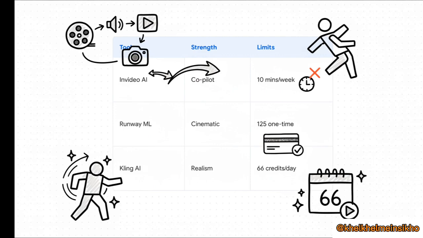InVideo AI acts as a full-on video copilot, automatically stitching together stock footage and voiceovers. Runway ML is still the industry standard for professional cinematic motion control. But Kling AI, that's the real standout for realism right now. You get 66 credits a day, which shakes out to roughly 6 short videos, and it delivers this jaw-dropping motion consistency. It easily handles complex human movements that usually make other models totally glitch out.